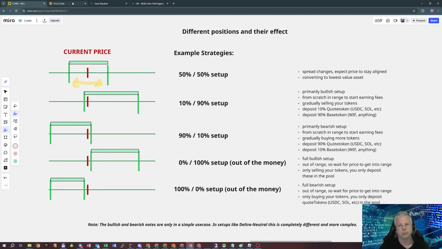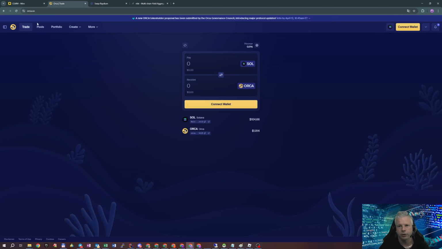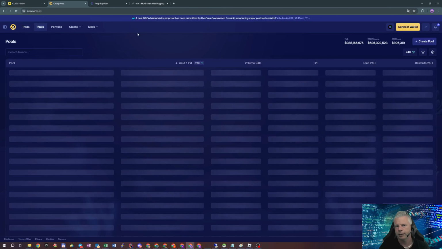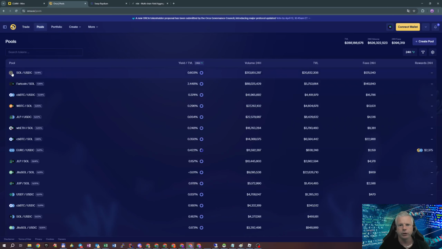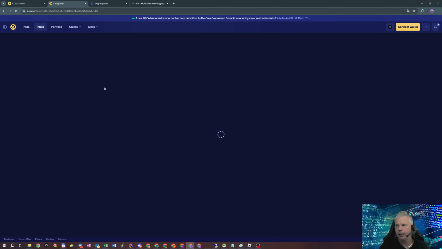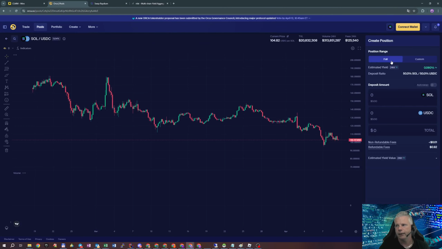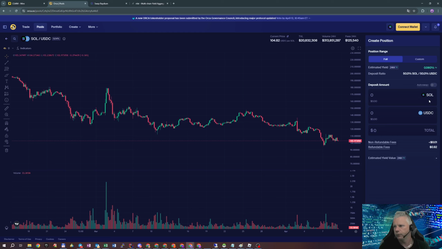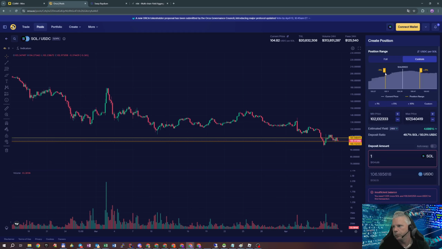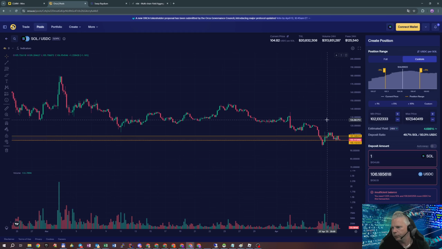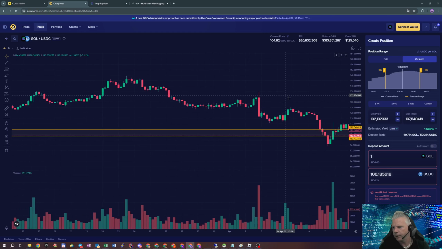I can also show you, like on Orca, for example, it's a Solana thing. You have pools here. You can see the SOL USDC, and if you click add here and say this is the full range, you will see that with one SOL, I need to add $104 because this is the traditional pool. But I also have the custom pool, which, as you see here, is a 3% price range, which you see drawn here. Let me zoom in a little bit.